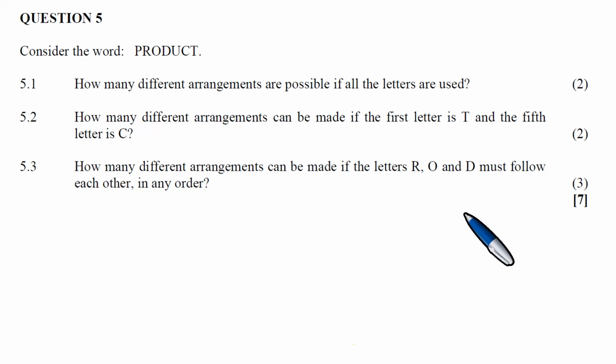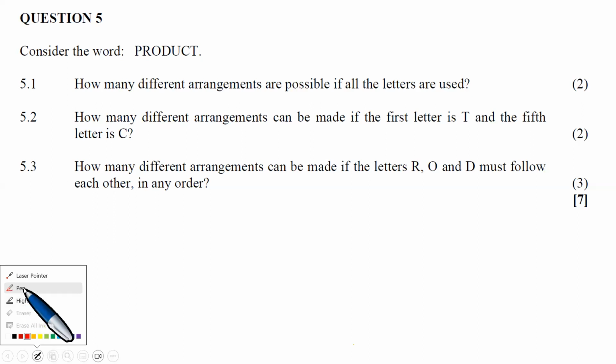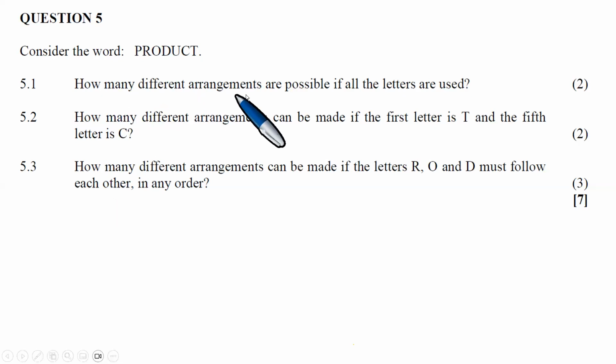Okay, let's look at this question. Consider the word PRODUCT. Let's answer the question about probability. Obviously, it's not directly about probability, but it relates to probability. We need to know how many different arrangements are possible if all the letters are used. We want to form arrangements, so besides probability, we need to know arrangements. How many different arrangements can be made if the first letter is T and the fifth letter is C? How many different arrangements can be made if the letters R, O, D must follow each other in any order?